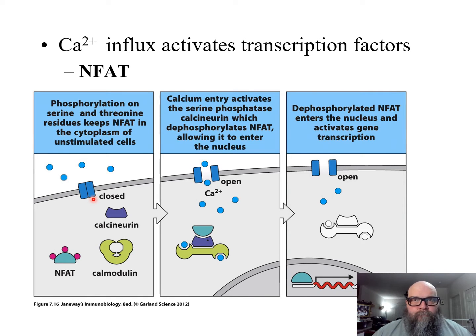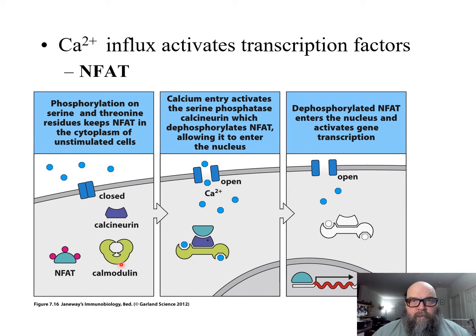Gated ion channel, closed. Calcium in high concentrations either outside the cell or in the ER, so internal, whatever. Three players here: calmodulin, which we talked about in a previous lecture; calcineurin, which is going to be one of those effector proteins; and then NFAT, our inactivated transcription factor. Something triggers this gated ion channel to open. It doesn't always have to be IP3, there can be other things. Calcium floods in.